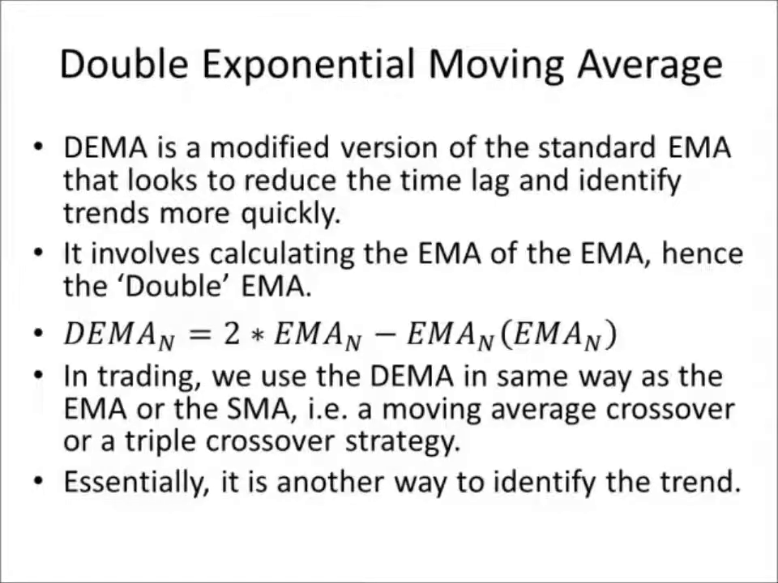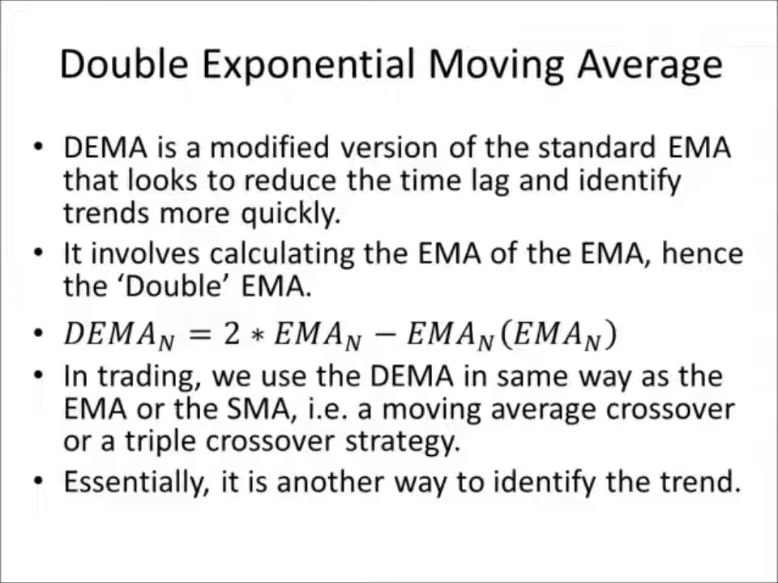Double exponential moving average. Now we're going to talk about two additional moving averages, the double exponential and the triple exponential moving average. What it is, is really just a modified version of the standard moving average. It actually uses the standard exponential moving average, and creates some combination of it in order to create this new indicator called the double exponential moving average.